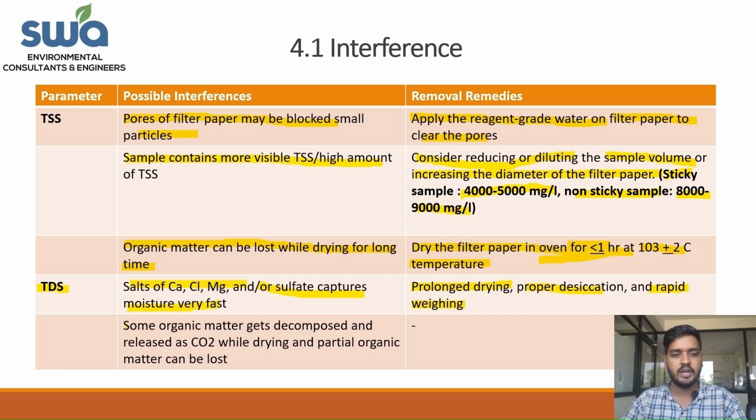And second is some organic matter which is present as dissolved solids. They can be decomposed and also they can release carbon dioxide while drying the sample. In that case, some amount of the TDS may be lost. There is no remedy for this, but you have to take care and be aware of that. This can also happen. So now let's move to the step-by-step procedure for measuring the total suspended solids and total dissolved solids in the sample.